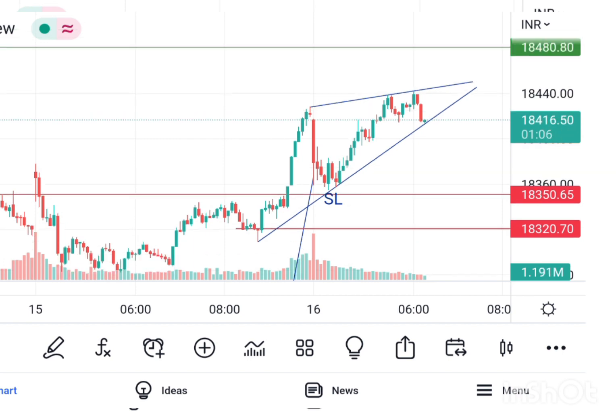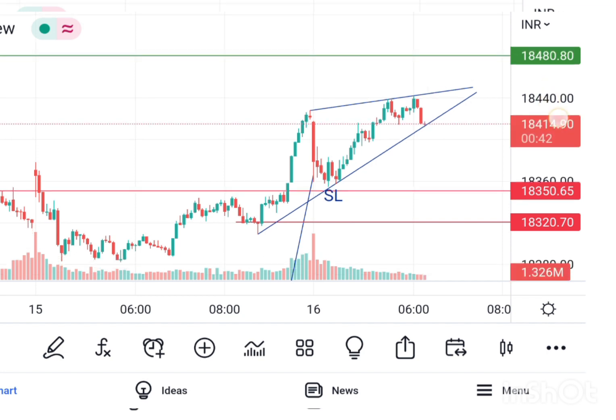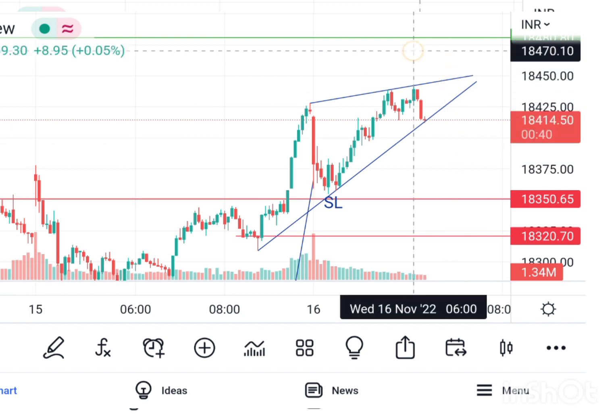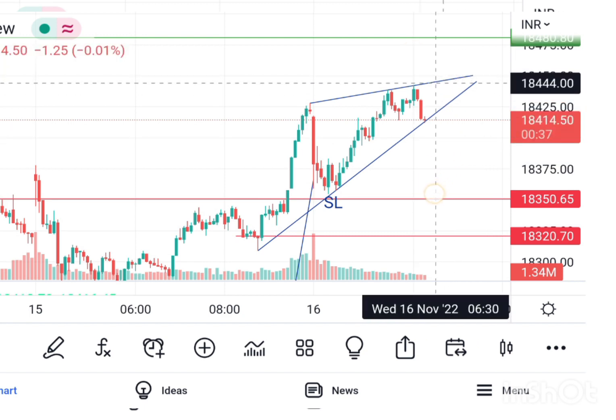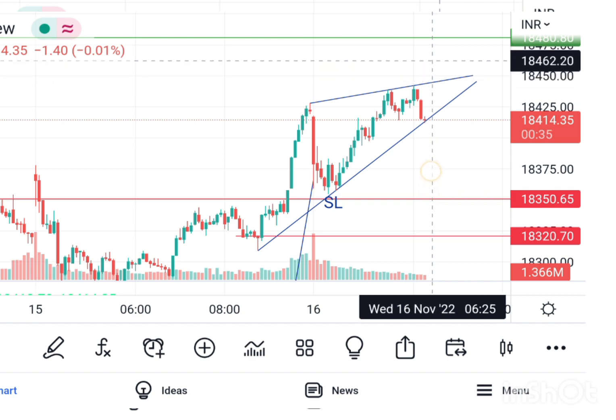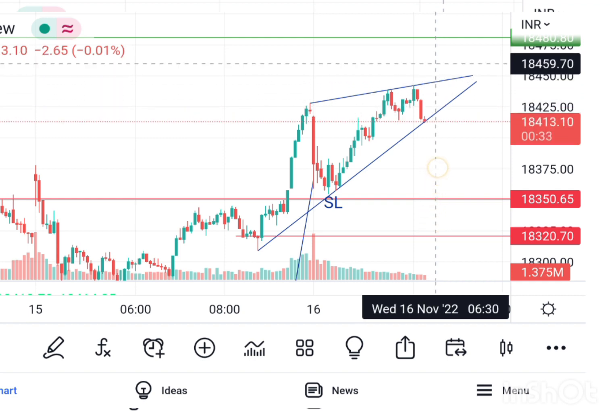I'm not sure whether it is a sign of a downtrend or an uptrend, but I'll wait for a breakout. In case it gives a breakout on the downside, I'll exit. And if it gives a breakout on the upside, I'll clear all these lines and wait for my target.